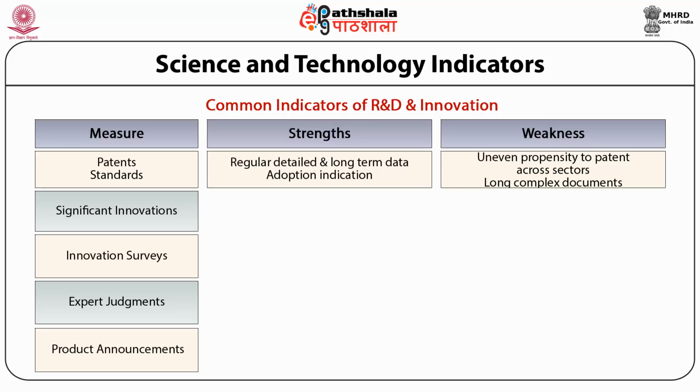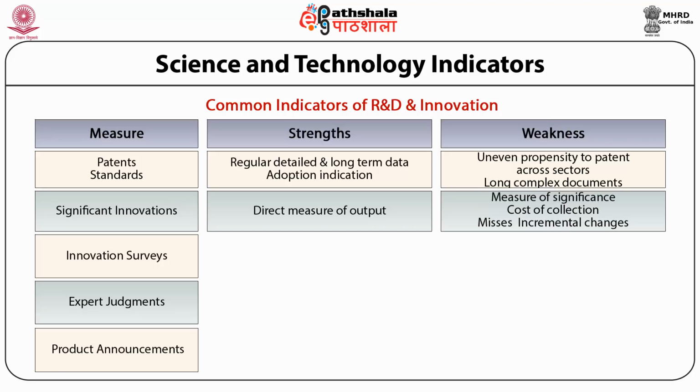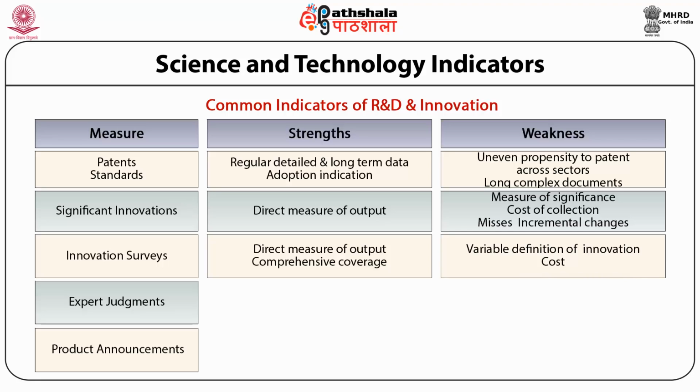Significant innovation is a direct measure of output. It helps to measure the innovation which has happened, but the weakness is the cost of collection and that it misses incremental changes. Innovation survey is a direct measure of output and one can make it very comprehensive through extensive surveys. But the weakness is that the variable definition of innovation raises questions of reliability and validity, as well as the cost involved in innovation surveys.